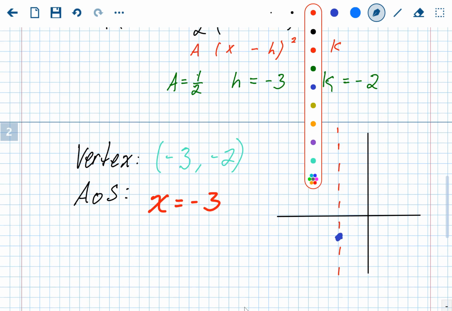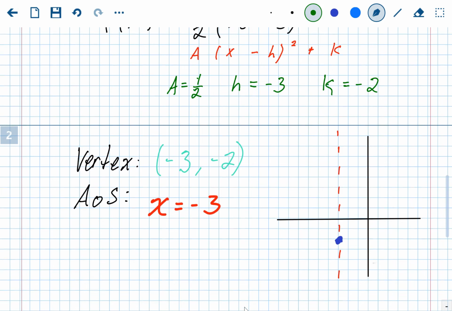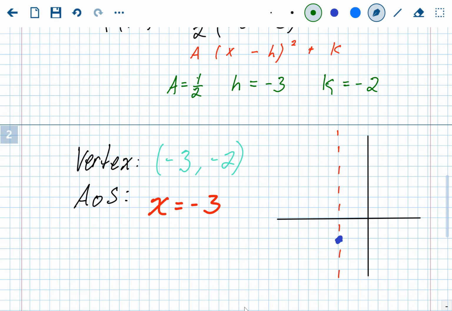But remember from yesterday, or from whenever the last unit was, if you have an a value of 1/2, they always follow the same patterns. From the vertex, you could go over 1 and up 1/2. Or more commonly, you could go over 2 and up 2. You could reflect that over. The other one was you could go over 4 and up 8.